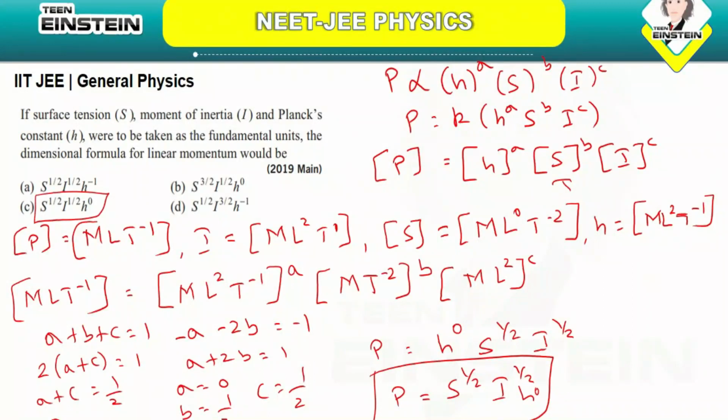So it's a very simple problem. They have asked us for the dimensional formula for the linear momentum in terms of surface tension, moment of inertia, and Planck's constant. So first you write down dimensions for momentum, and then for surface tension, moment of inertia, and Planck's constant, and then you equate and find the values of a, b and c, and then substitute in this equation. So that you get the relation of momentum in terms of surface tension, inertia, and Planck's constant. Let us now move on to the next question.